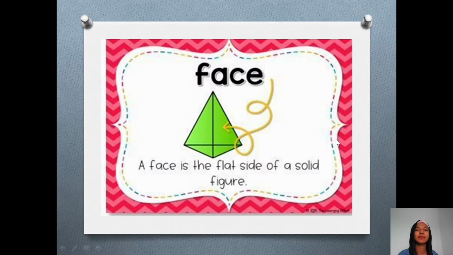Now, another example of a 3D solid figure. Again, a face is the flat side, so flat, not a curve. A face is the flat side of a solid figure. Solid figure means the 3D shape.